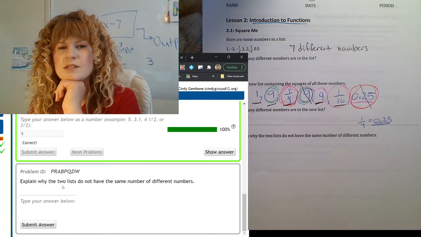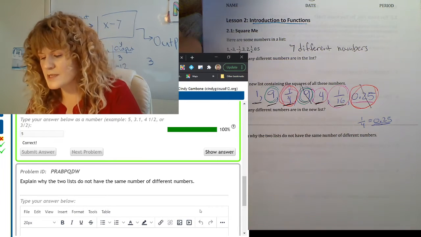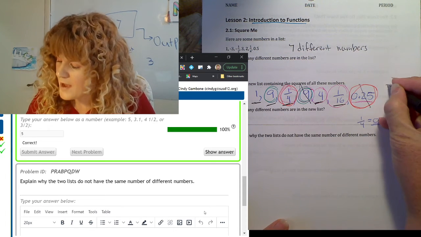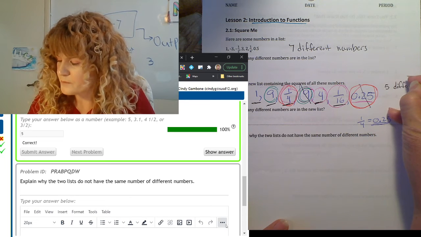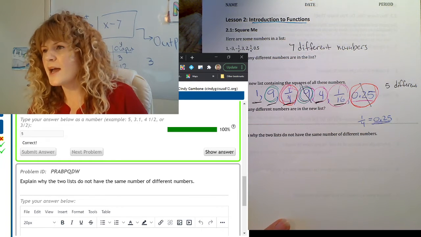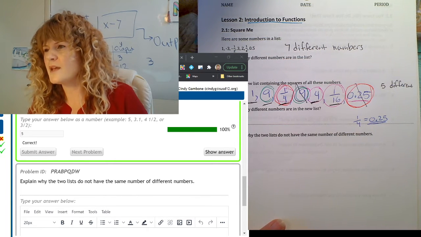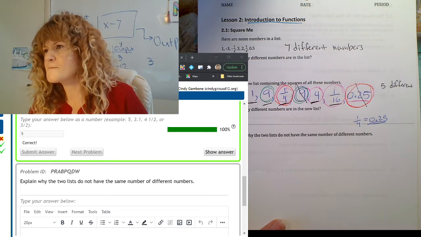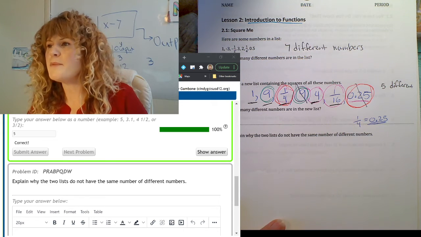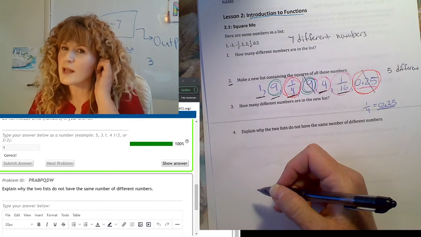Explain why the 2 lists do not have the same number of different numbers. So the first list has 7 different numbers. The second list has only 5 different numbers. Well, we squared each item on the original list. How could I have fewer numbers now? Any ideas? It's because when you square a negative number, you get a positive number. So the square of the negatives is the same as when you square the positive.